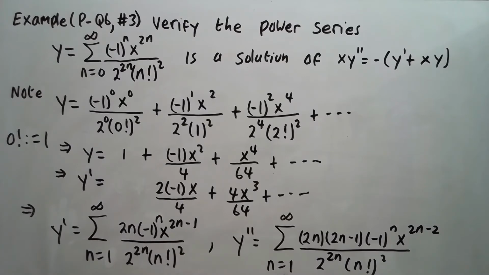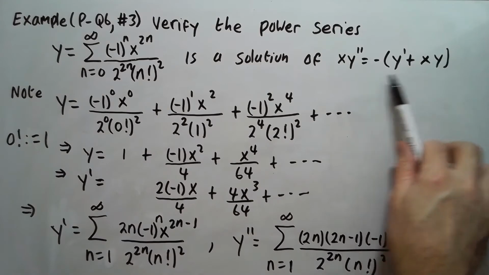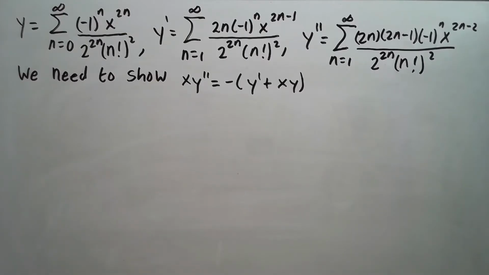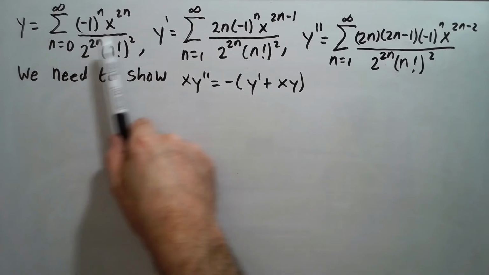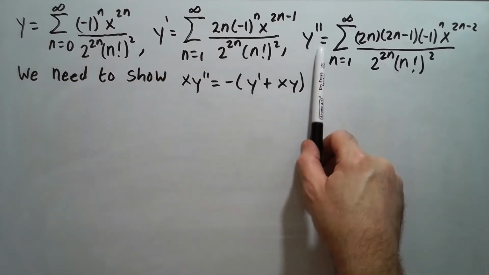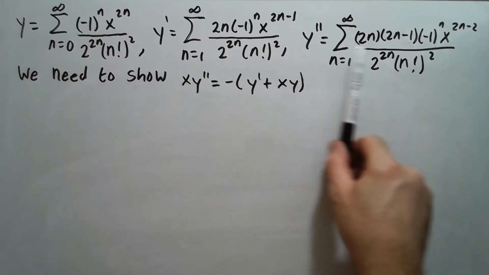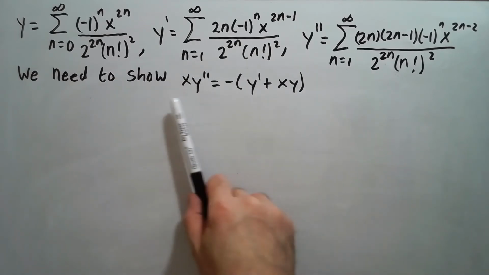Okay. Now let's start plugging into the differential equation up here. I'm out of space, so let me erase a few things and we'll keep going. Okay, so here's what we have so far. We have our y series, our y prime series, and our y double prime series. And we need to show that this series y satisfies this differential equation.